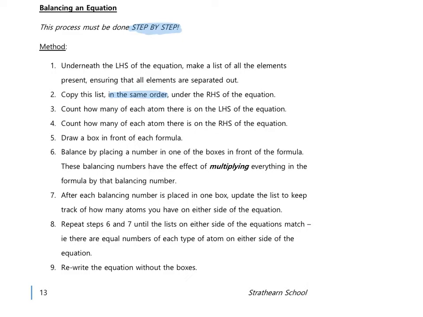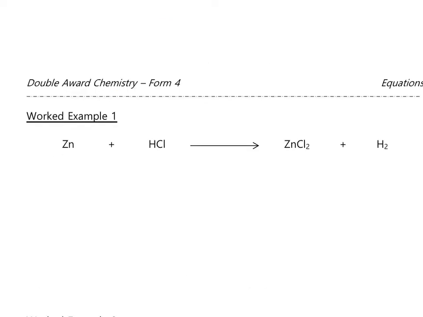Keep a track of how many atoms you have as you go along. So let's go over the page and have a look at worked example 1, and we'll practice this method in the same order, step by step, in order for you to see this in practice. So step number 1 is to make a list of the elements that you have on the left hand side, ensuring that they're all separated out.